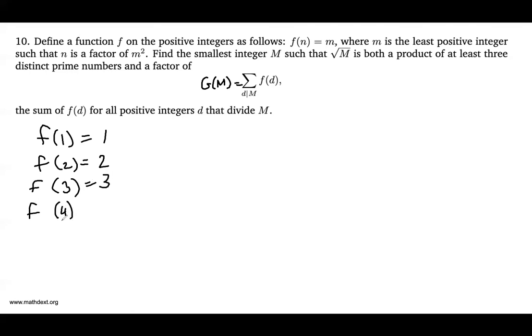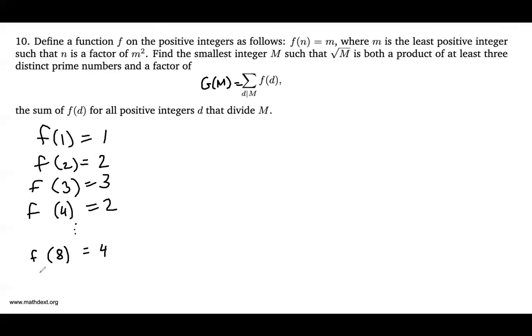F of 4, what's the smallest perfect square that has 4 as a factor? Well, 4 is the smallest perfect square that has 4 as a factor. It's 2 squared. Since 4 is 2 squared, f of 4 is equal to 2. And similarly, you can go on and keep adding some stuff. But why don't we try a few more examples with a little more complicated numbers? How about f of 8? 8 is 2 cubed. What's the smallest perfect square that has 8 as a factor? Well, it's 16, and 16 is 4 squared, so f of 8 is equal to 4.